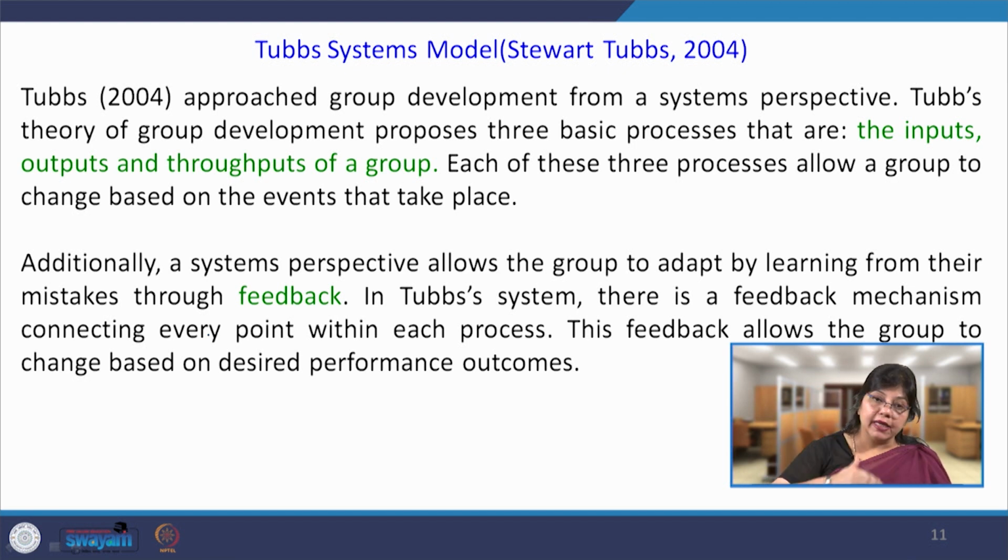Now, when we are making alterations at every point of time, that point is actually enabling the group to undergo a change. That is an approach to group development. It is not only about stages; every time the feedback mechanism is active and the courses of action are being changed, the group is evolving in a new form. So, this is a theory by Stewart Tubbs on how a group develops.